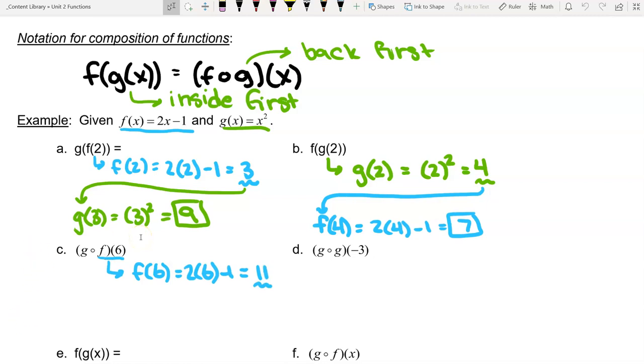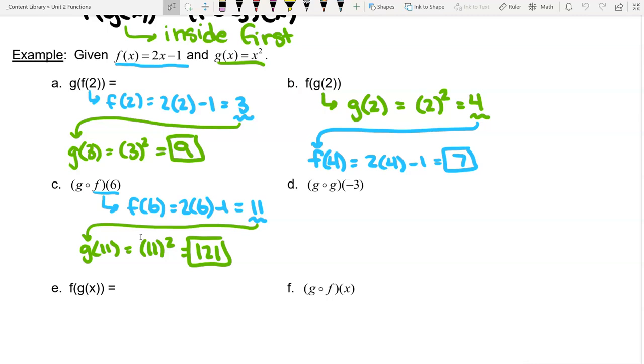Okay? So I take my 11, bloop, over here, g of 11, and plug it into x squared, which is 11 squared, which is 121. That's my final answer, okay? So get a number, plug it into the other function. This next one, you can try it out, but I'll take you through it right now. If you want to try it out, just pause it.